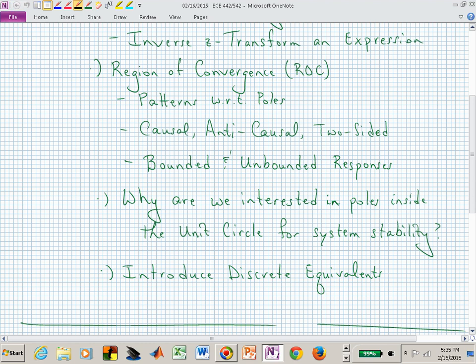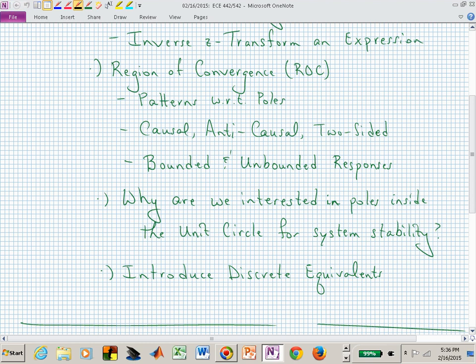Okay? And that's why we can maybe have this restriction or this concept of poles inside the unit circle governing system stability. Hopefully that will be clear after we talk more about the region of convergence. And then we'll get into this new idea of introducing discrete equivalence, which we've already started on.